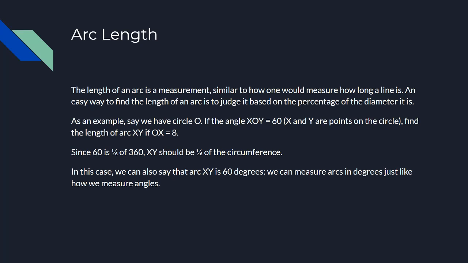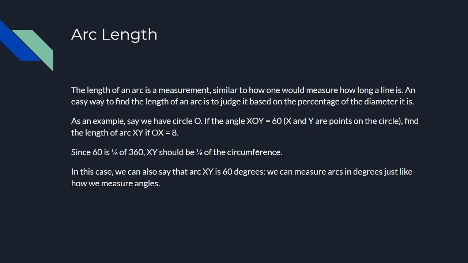So the major arc in this case would have an angle of 300, right? Because that's just the other angle, because 360 is the complete circle. So we know that 60 degrees is 1/6 of 360 degrees, so XY, the minor arc, should be 1/6 of the circumference.